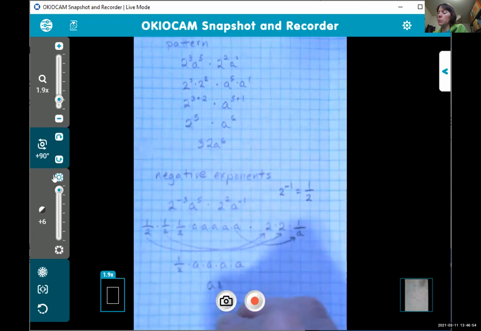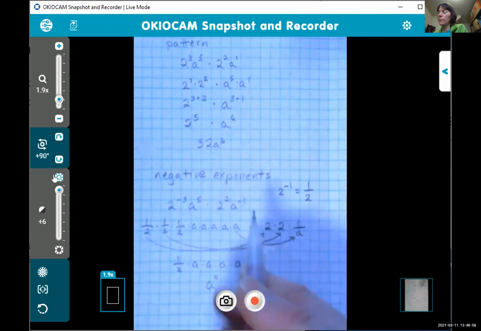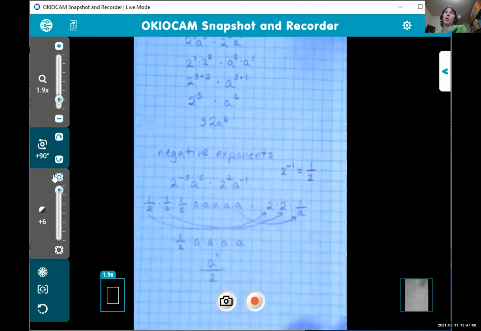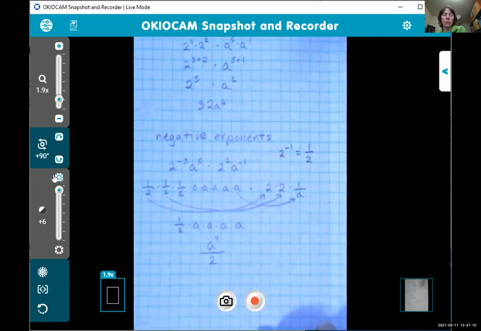A, the base, is multiplied by itself 4 times. So my exponent must be 4. And I have a 2 in the denominator, because remember, multiplying by 1/2 is the same as dividing by 2. Those are equivalent mathematical operations. Right, so it would look like that.